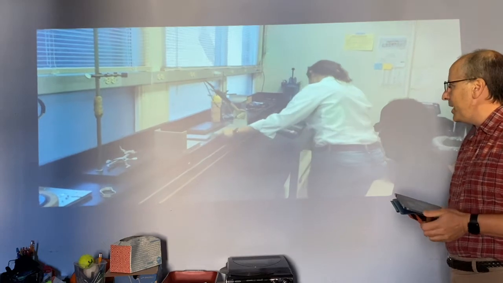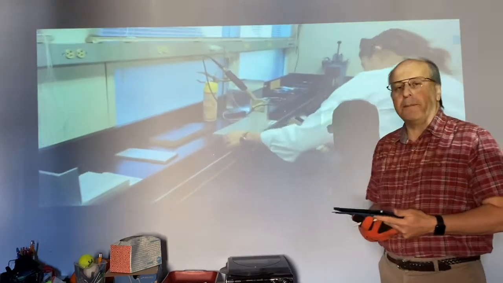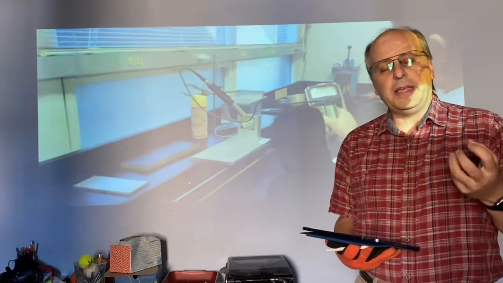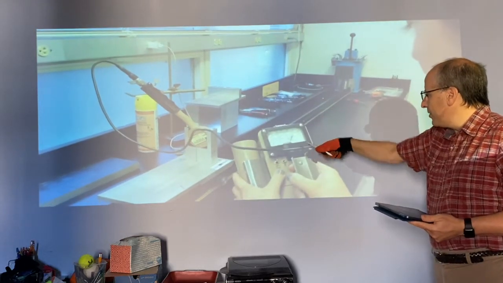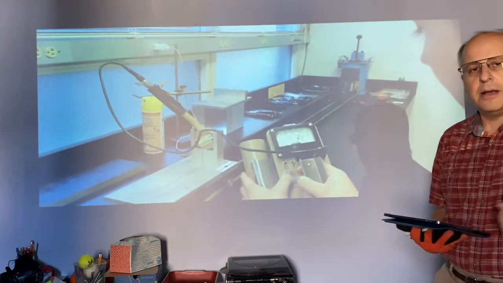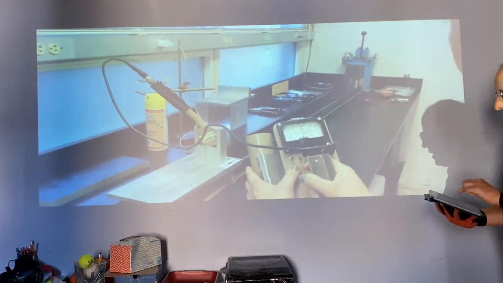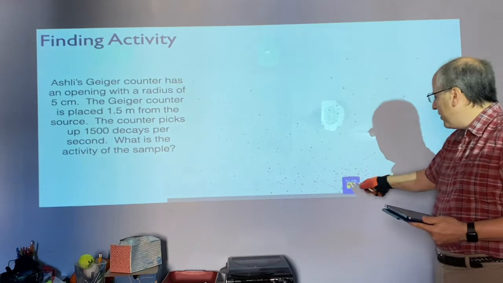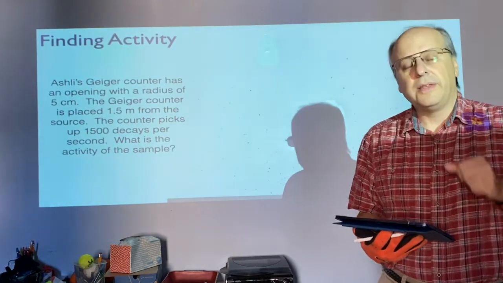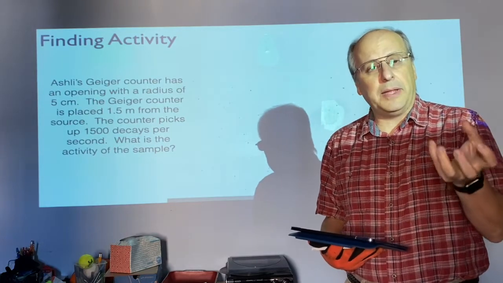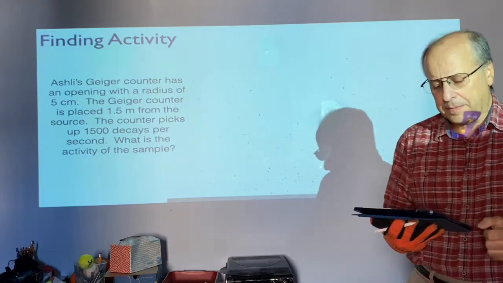Okay, so you can see her changing the distance. And as she changes the distance, she picks up more and more of the decays that are happening. You can see she's using her Geiger counter to measure exactly how many particles she's detecting per second. And from that, we want to figure out what the activity of this sample is. The activity, again, is a clue to how many nuclei are actually present at any given moment in time.